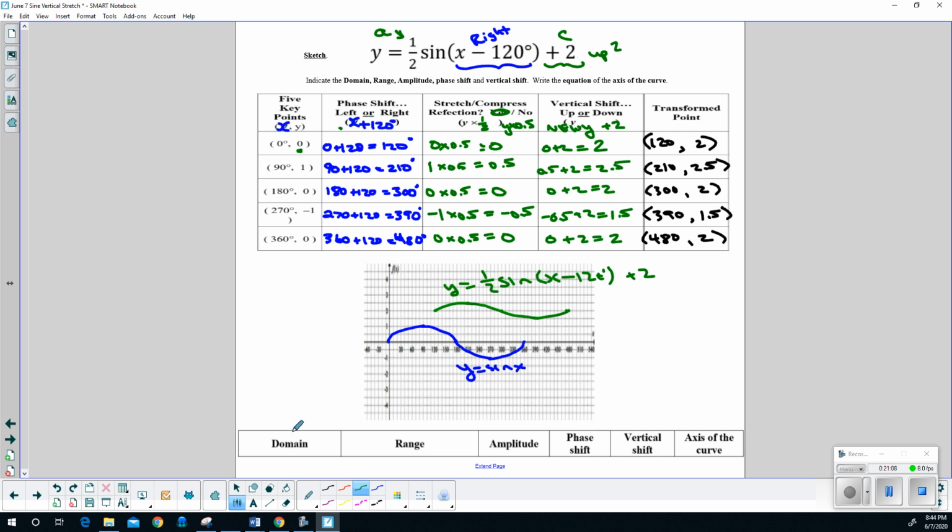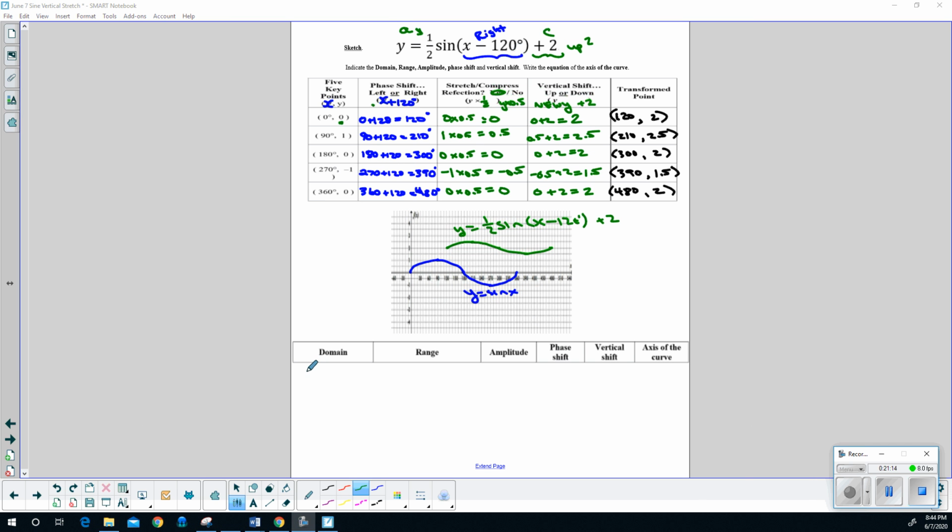So my domain, let's get into these guys. So domain, remember there's no restrictions. So domain is always x is any real number. Range, so y is any real number. But I do have a restriction. I have a minimum value of 1.5. I can see it in my graph there, or my chart there, 1.5, less than or equal to y, less than or equal to, where's my maximum? 2.5.